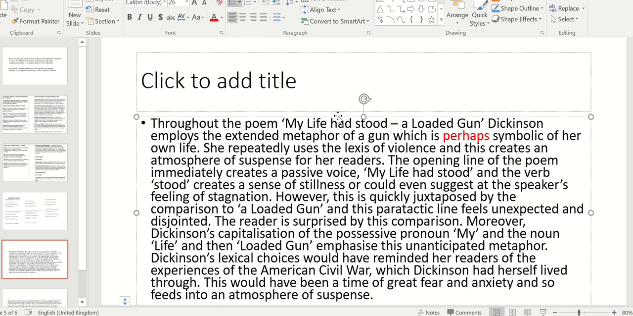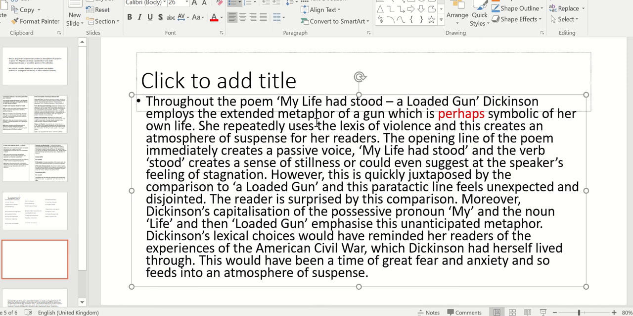She repeatedly uses the lexis of violence, and this creates an atmosphere of suspense for her readers. Good, nice and clear. What could I do to improve? I could add some quotation.